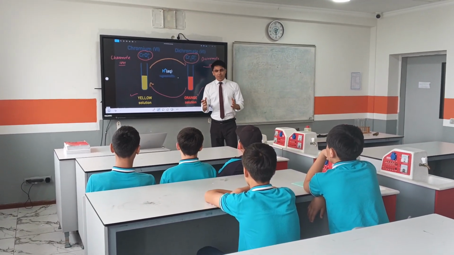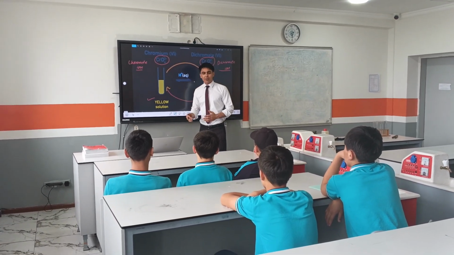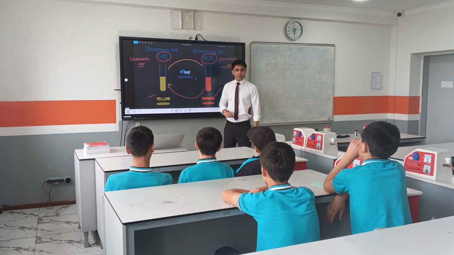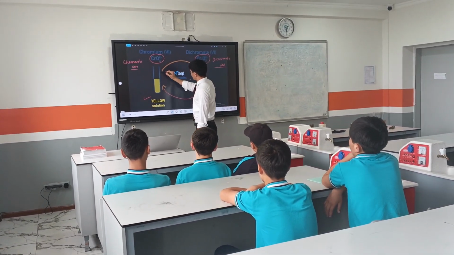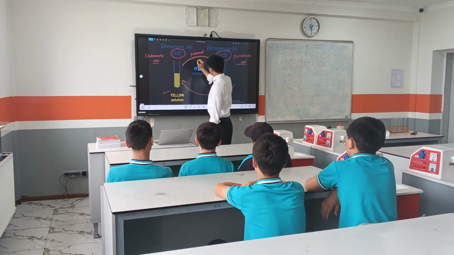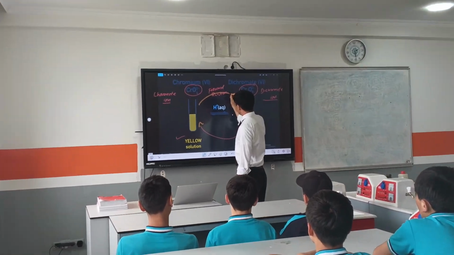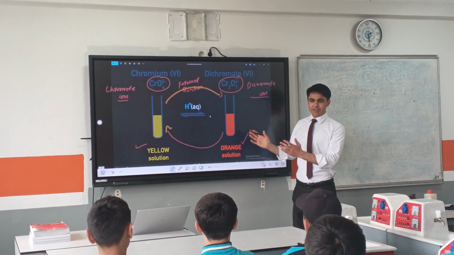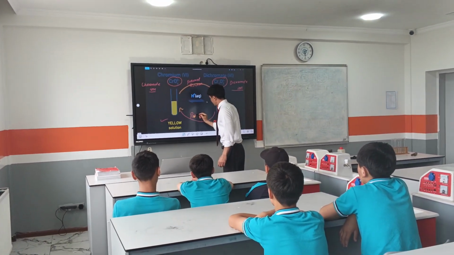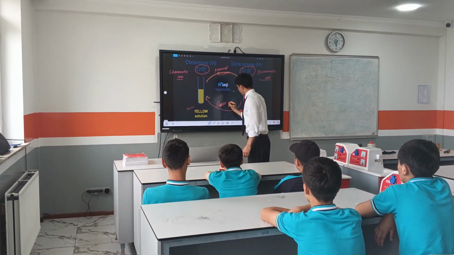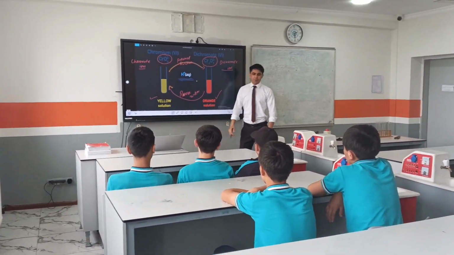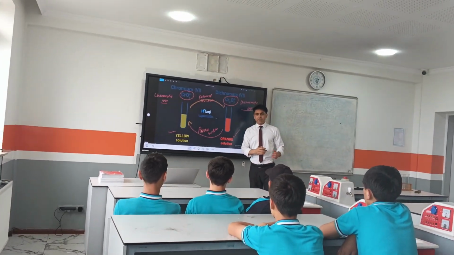And how to change the orange color to yellow color. So what happens in chemical equilibrium? In chemical equilibrium we have two processes. How many? Two. One is called the forward reaction, from left to right. And what is the name of the second reaction? From right to left, that is called the reverse reaction. We will do the experiment practically as well.